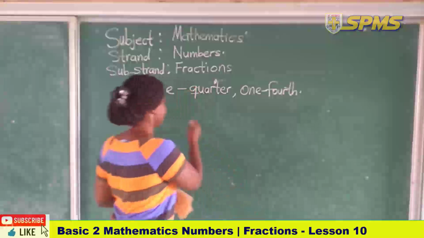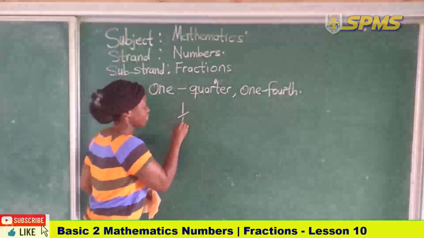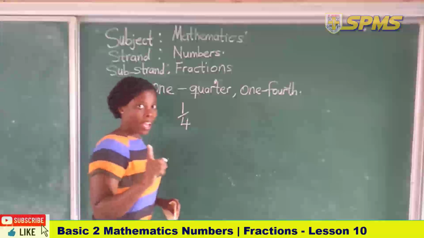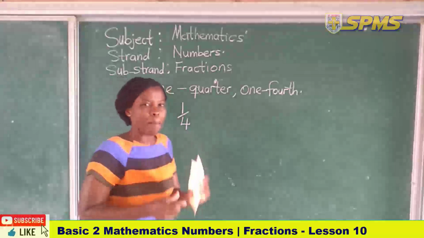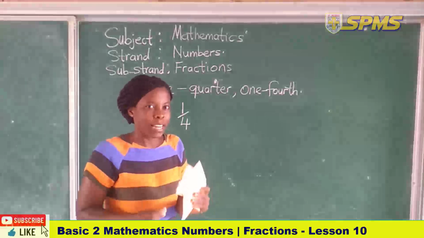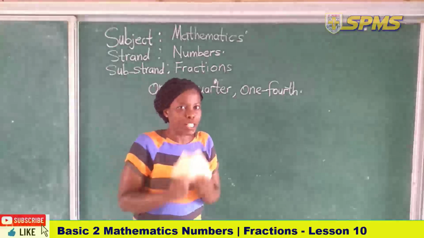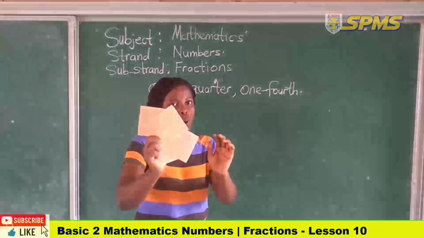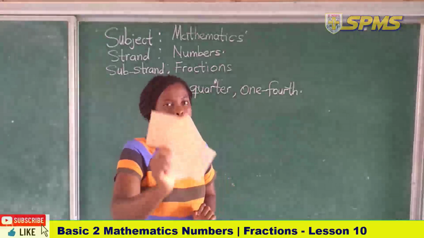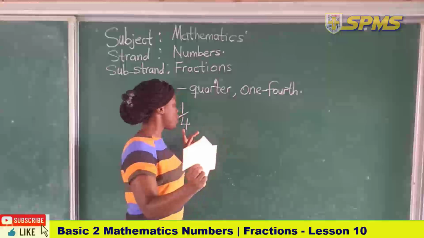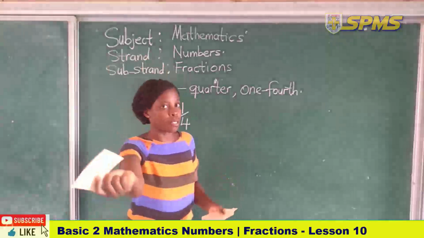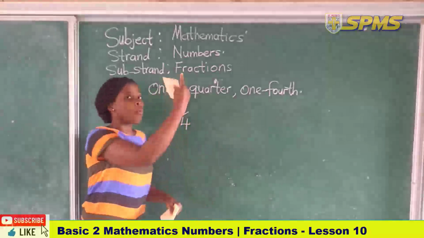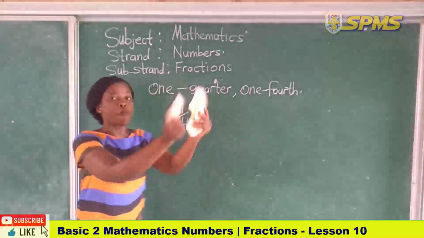1/4. Remember, I told you that the denominator will take the total number in which the item has been divided. So my 1 whole, I have divided it into 4 equal parts. So my denominator will take 4. So when I take 1 out, it's representing the 1. 1/4.